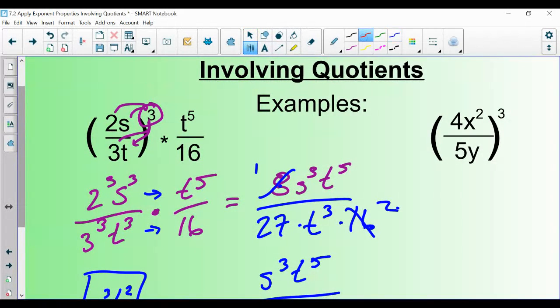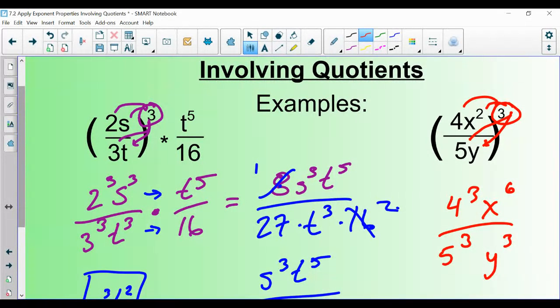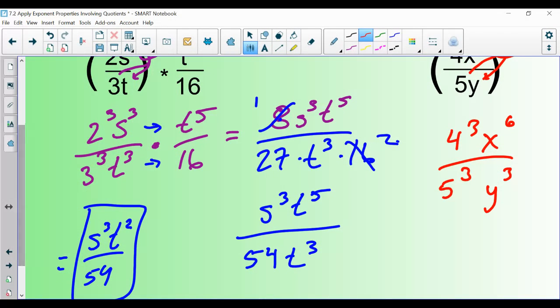And then this last example, this 3 needs to be applied to everything. 4 to the third, x to the, what are you coming up with? Hopefully you're coming up with 6 here, because you would multiply those. 5 to the third, y to the third. If it said simplify your exponents completely, you could go on. But if it just said write your answer using exponents, nothing in here can be simplified. Nothing has the same base, 4, x, 5, and y. None of it's the same. So that would be a good answer.